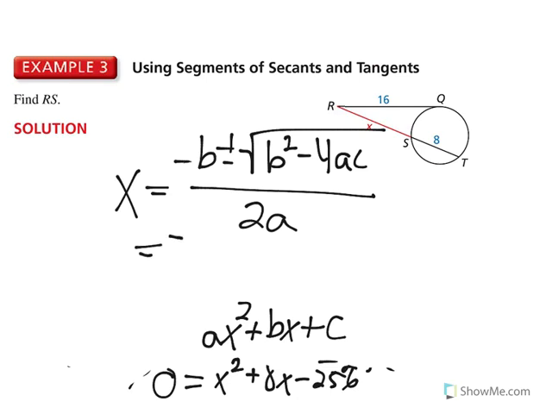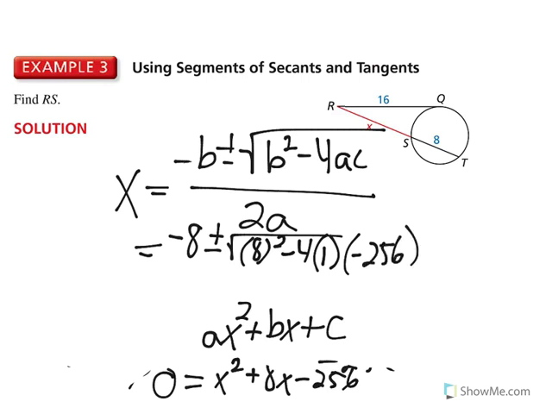So I would get negative, whatever my b is. My b in this case is 8, plus or minus, b again is 8, so I'd have 8 squared minus 4 times my a. In front of the x squared, there's a placeholder of just a 1. My c is negative 256. And all this would be over 2a. Okay, now my bad, I put in an a. Instead of 2a, you would put in a 1 for this case.